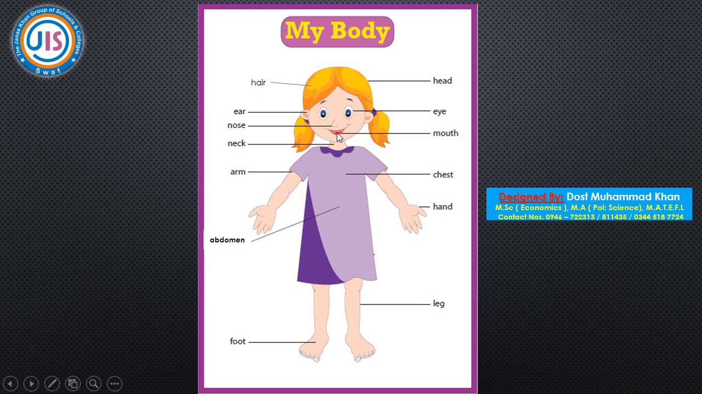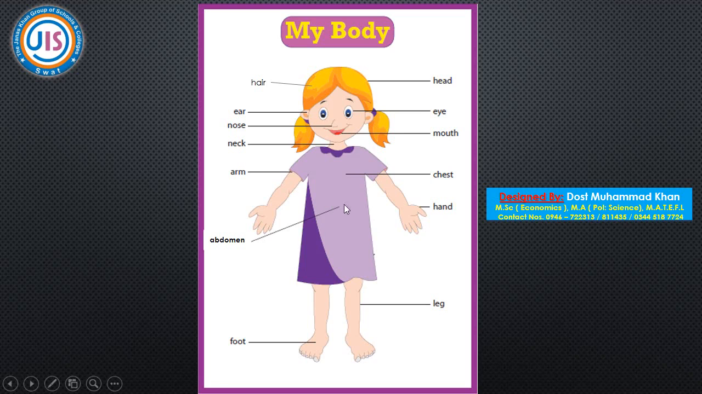This is mouth. Neck. This is neck. Arm. Touch your arm. This is arm. This is chest. Parents, please help your child. This is chest. Hand. We have two hands. One, two. Hand one, hand two.